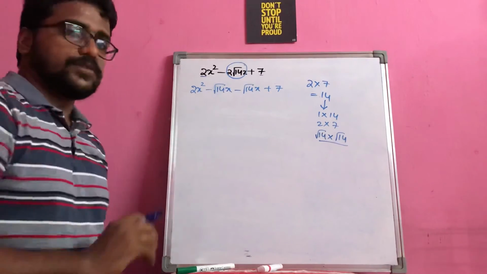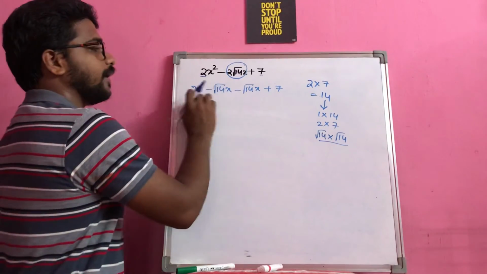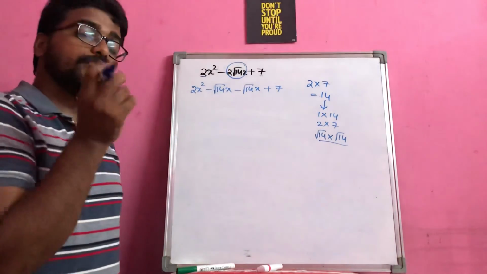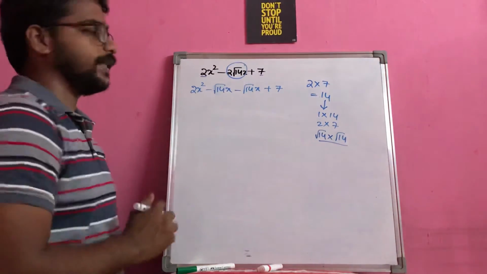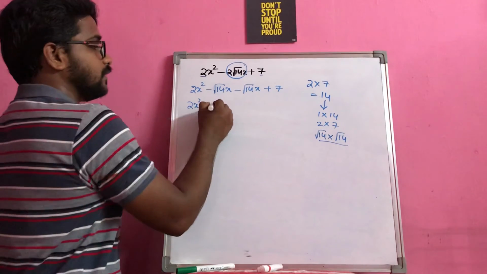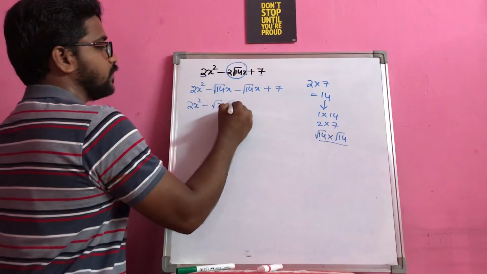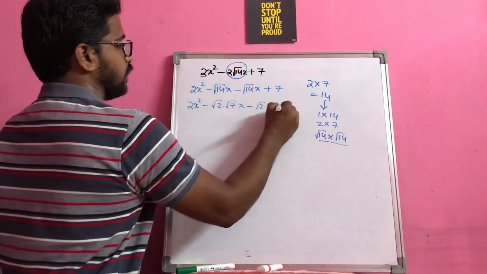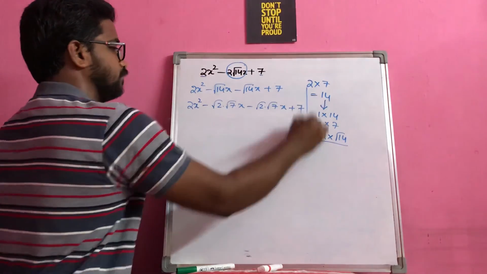Now the question comes here, there is nothing common in the first two terms. As I told you, if you observe it, you will get that idea. First term 2x square, this is root 2 into root 2x. Even this is root 2 root 7x plus 7.